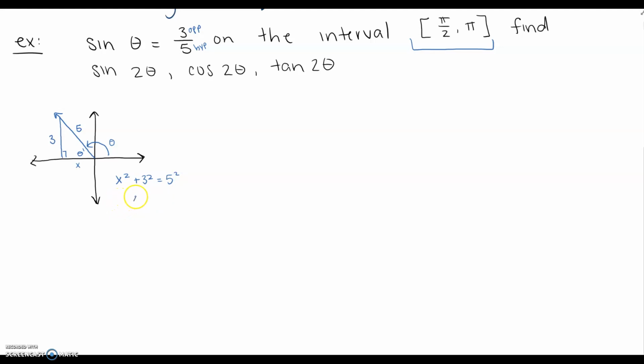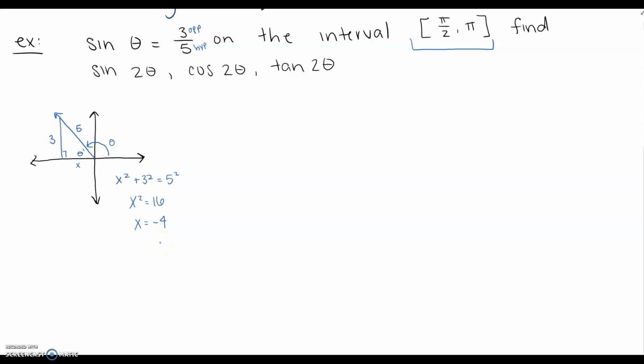Anyways, so you can use the Pythagorean theorem. So 5 squared is 25, 3 squared is 9, 25 minus 9, square root. Now remember, it is plus or minus, but you need to do what makes sense. Because we're in the second quadrant, it's only going to be -4, not +4.